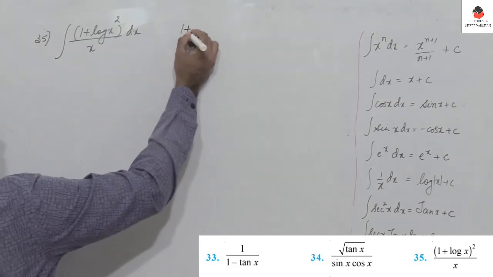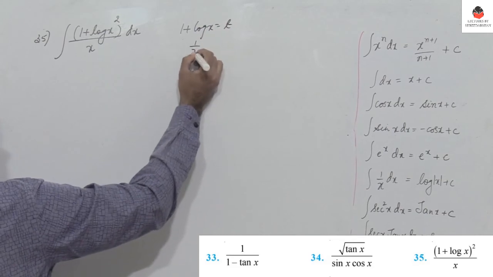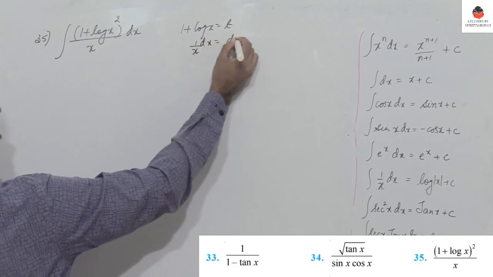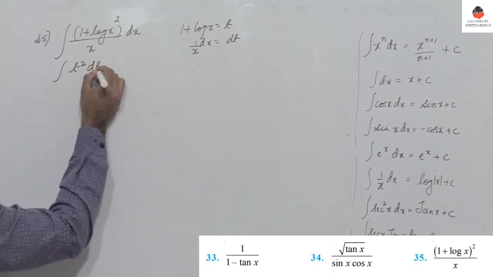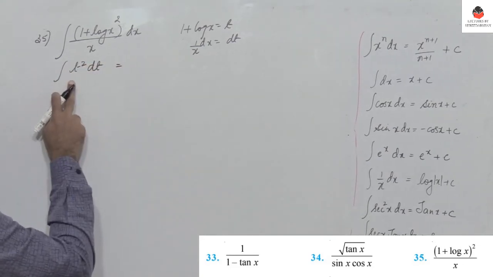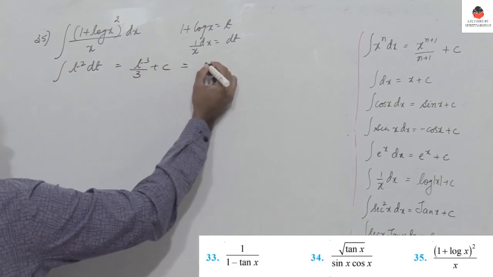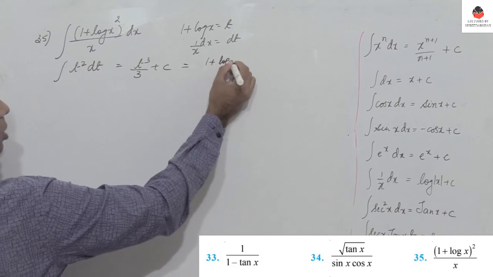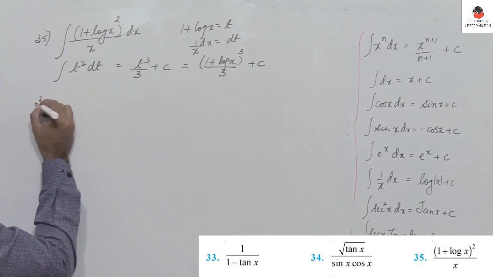So substitute 1 plus log x equals t. If I differentiate this, I get 1 by x dx equals dt. So very easy. So you get the integral of t squared dt. So what is the integral of t squared? It is t to the power 3 by 3 plus c, which is (1 plus log x) the whole cube by 3 plus c. Very simple problem.